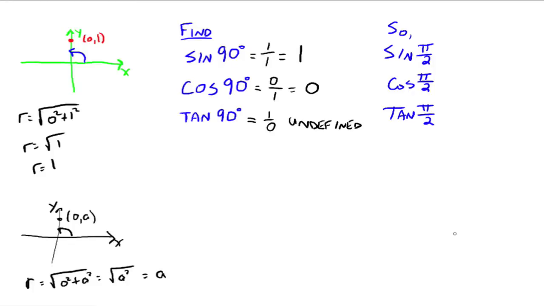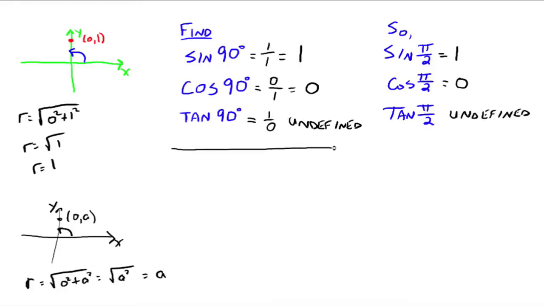So 90 degrees in radians is pi over 2. The sine of pi over 2 should be the same thing as the sine of 90 degrees because they represent the same angle, right? So this is equal to 1. The sine of pi over 2 is equal to 1. The cosine of pi over 2 is equal to 0, and the tangent of pi over 2 is undefined. Here we're just talking about it in degrees. Here we're talking about the angle in radians, right? But their trig functions should be the same value. The sine of 90 degrees is the same thing as sine of pi over 2 because 90 degrees and pi over 2 puts you at the same spot.